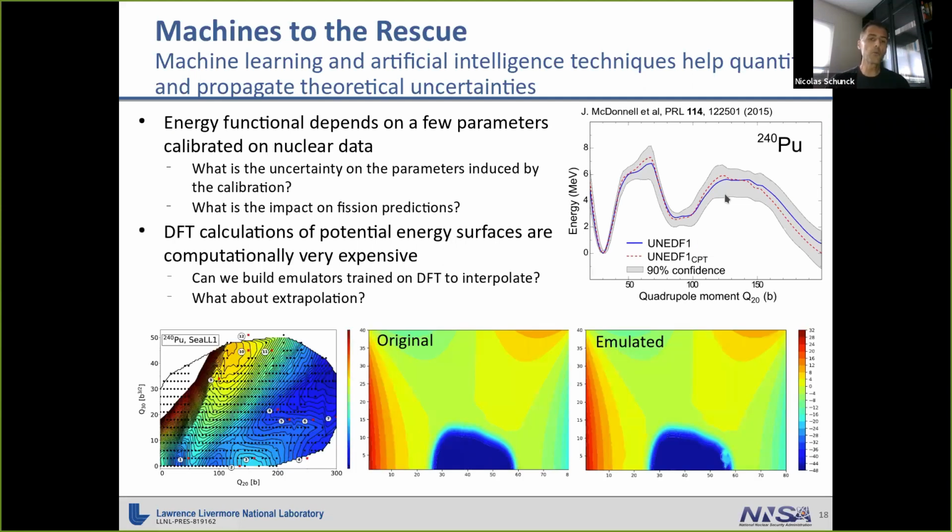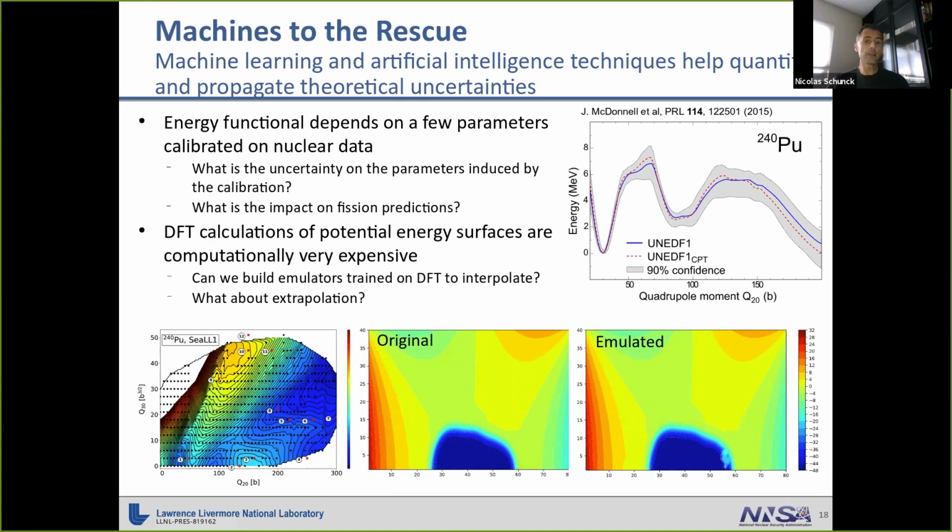Another example where machine learning is considered potentially very useful is the calculation of potential energy surfaces. They can be very expensive computationally, as I tried to indicate. If it's two-dimensional, it's still okay, but if you're thinking of 3, 4, 5-dimensional potential energy surfaces, even the biggest computers that you can have will not be enough. So the question is, can we build emulators of our DFT models and use the emulators to generate the results?